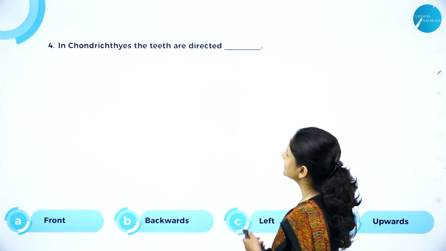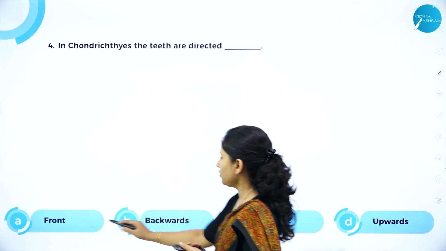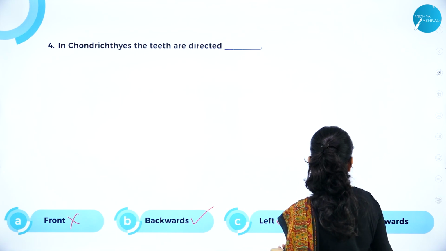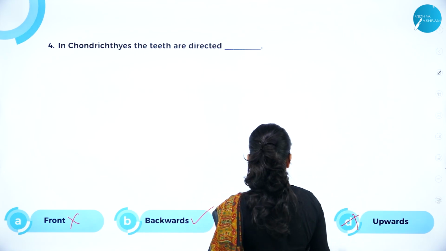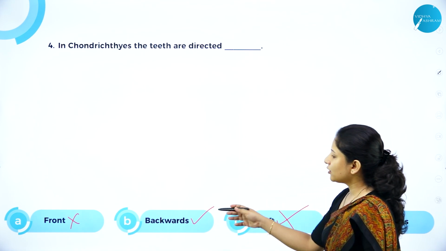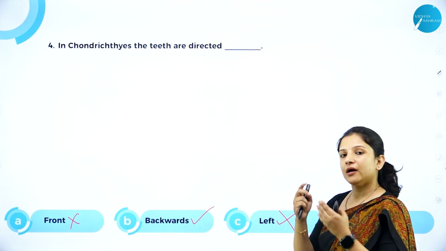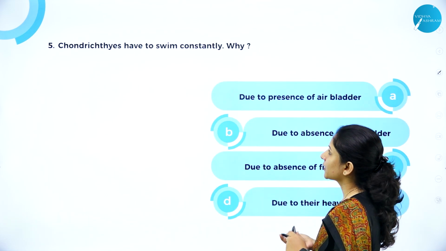In chondrichthyes, the teeth are directed. Is it directed towards the front? No. Backwards? Yes. Left? Upwards? No. Upwards? No, the answer is wrong. Left also is wrong. Option B is the right answer. They have jaws, they have teeth, but the teeth are directed backwards, that is towards their mouth.